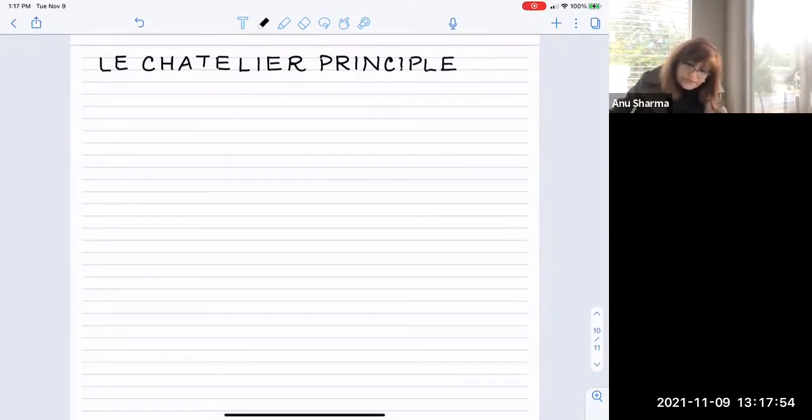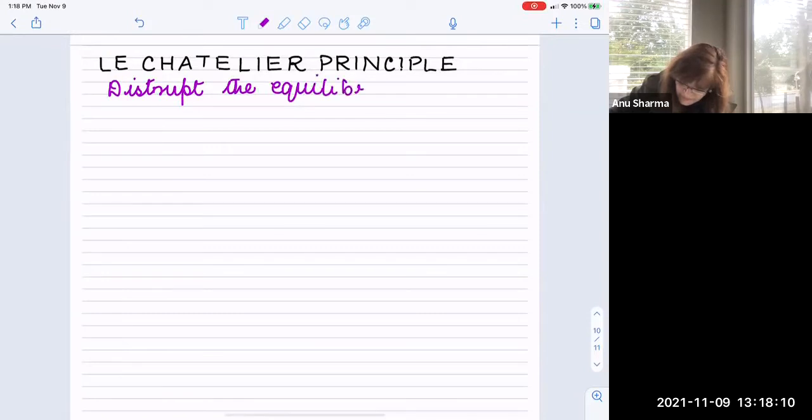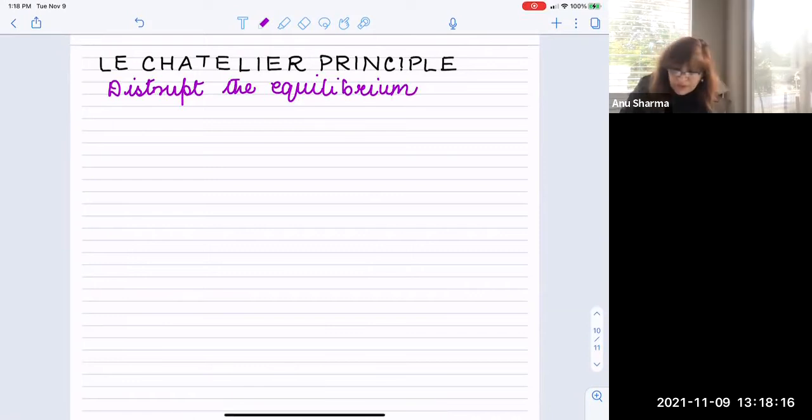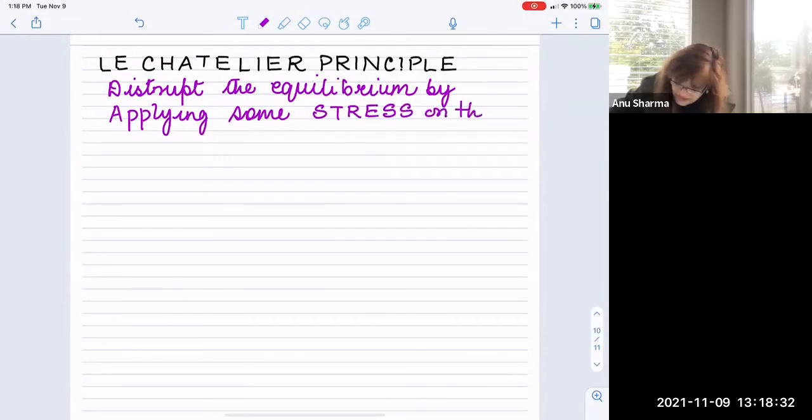Okay, so what do we do now? We have to disrupt the equilibrium. So Le Chatelier said to disrupt the equilibrium. How would you disrupt the equilibrium? By applying some stress on the reaction.